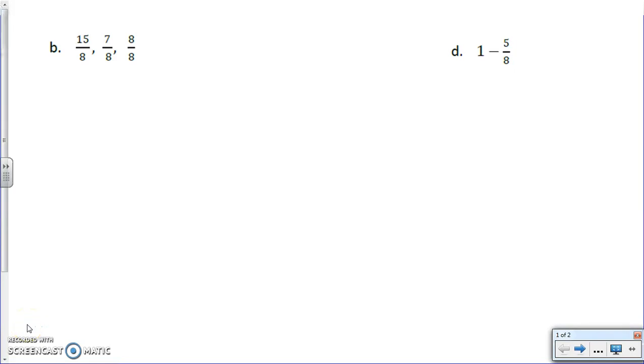For this lesson, we're doing Module 5, Lesson 17. On the front page, you'll notice there's two questions, Question B and Question D. We're going to start with Question D. Question B I'm going to have you complete at the end.